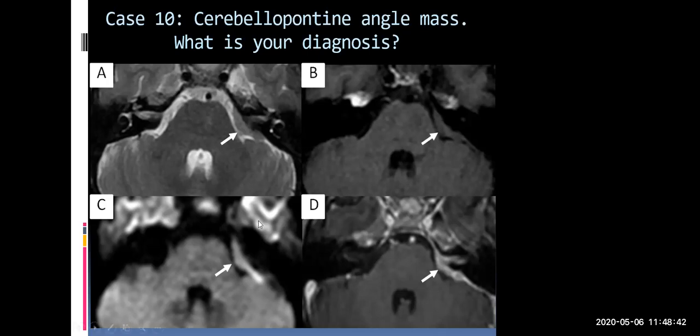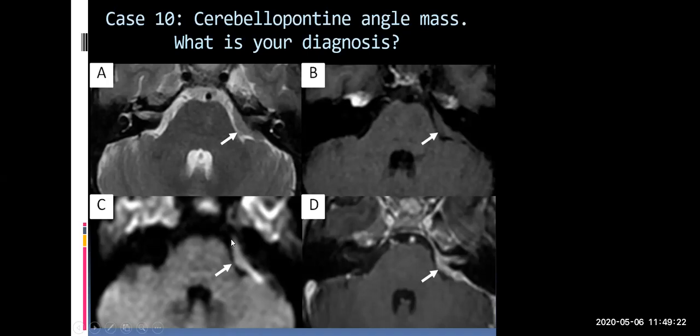So going through the images, you can see CSF is very bright, so you're looking at a T2 axial. You can see a lesion that is very sessile, attached to the temporal bone in this area and extends into the internal auditory canal. It is iso-intense to the brain on a pre-contrast T1. On a post-contrast T1, it avidly enhances, and it has these dural tails. And this is on a diffusion weighted image. It is actually fairly bright on a diffusion weighted image.